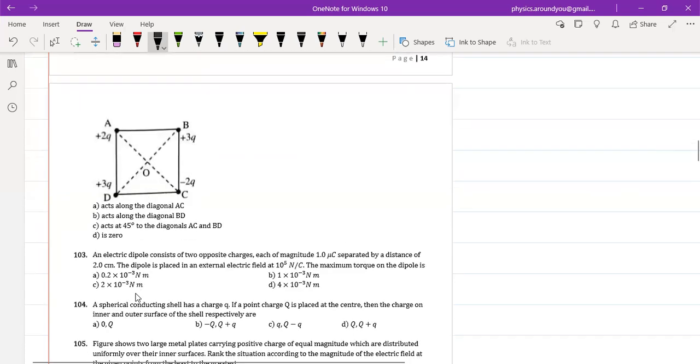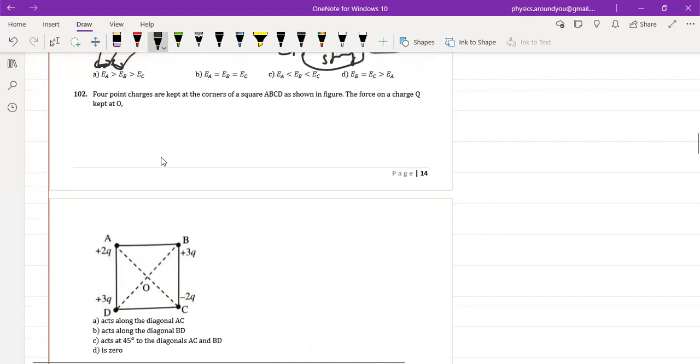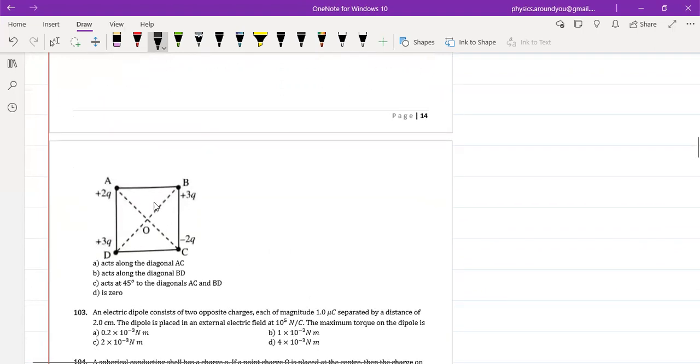In question 102, what is the net force at O? The force on a charge Q kept at O. In which direction is the force acting? Well, let's consider superposition again. You see how dominant a role superposition plays in arriving at answers.